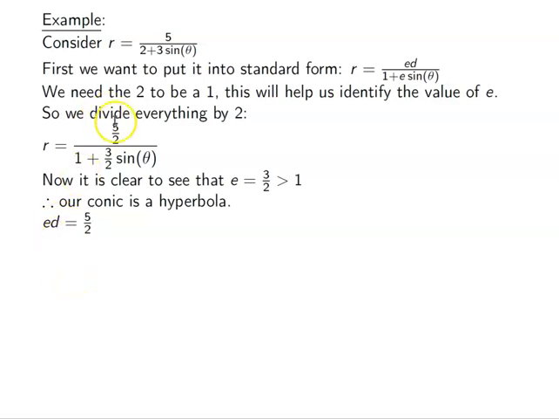E times D is 5 halves, and I know E is 3 halves. So solving for D, I have D is 5 thirds, right? Multiplied by the reciprocal here.